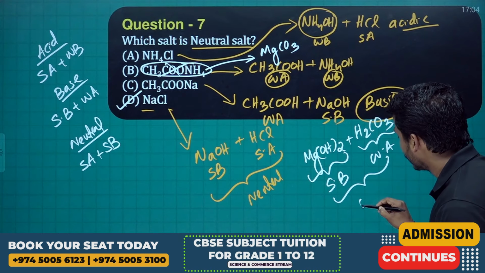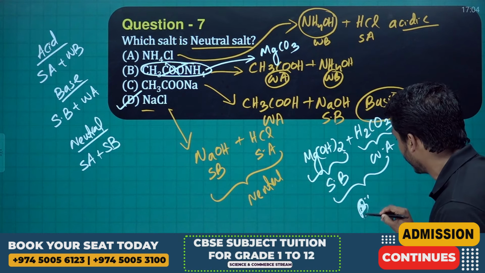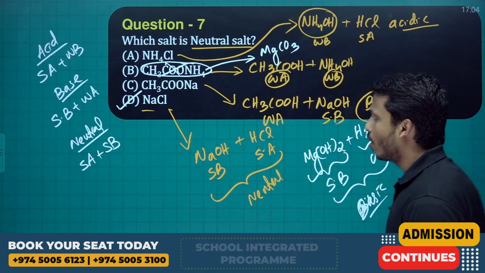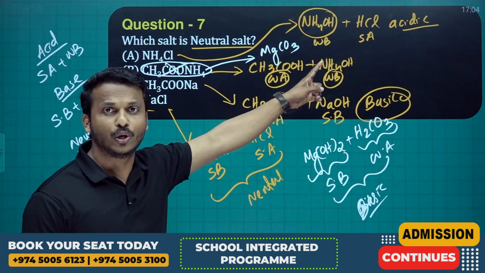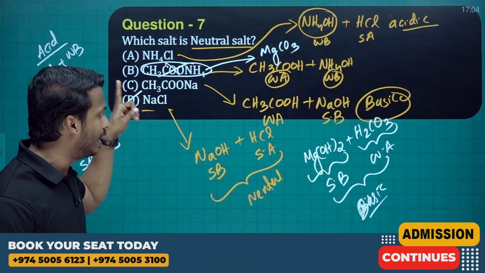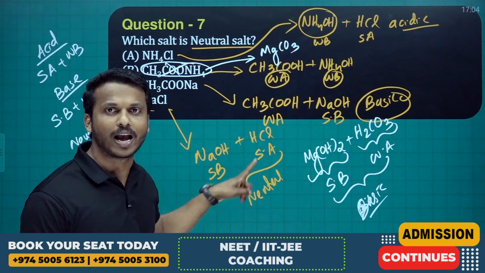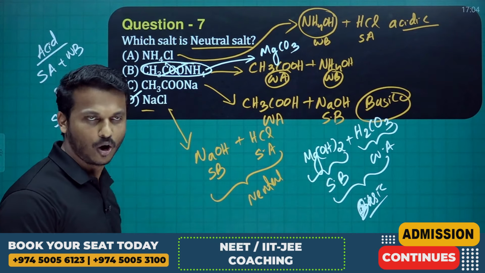So overall it becomes strong base, right? Which means basic one. So in order to avoid the confusion, that B option I am making into MgCO3. So our answer is NaCl, that's strong base and strong acid, which will give you a neutral salt.